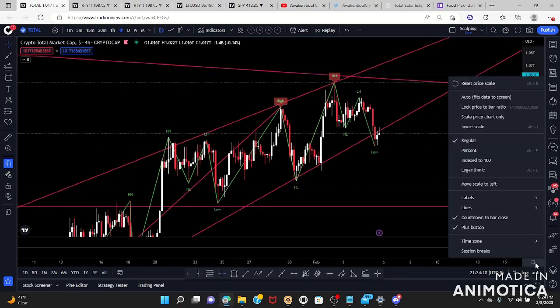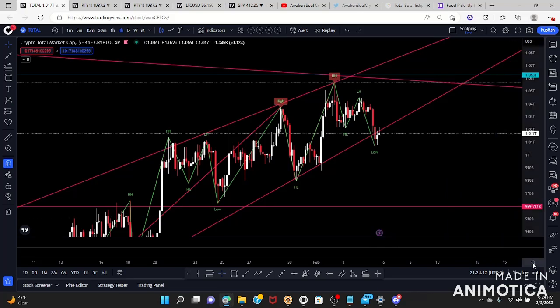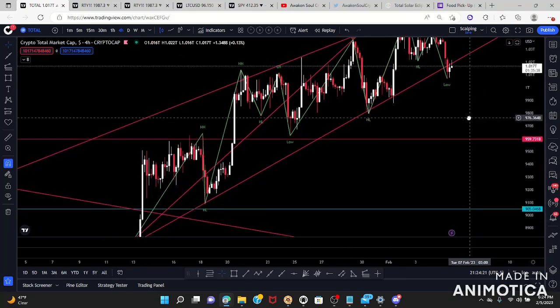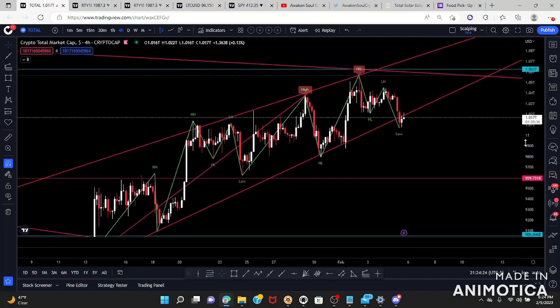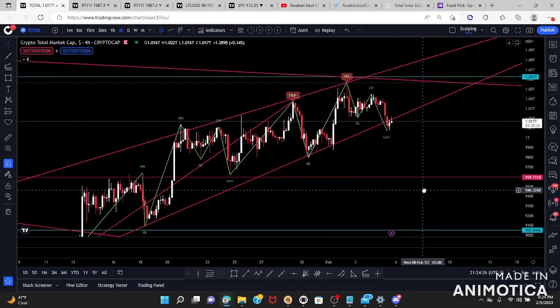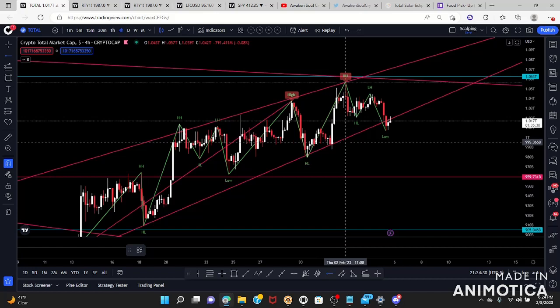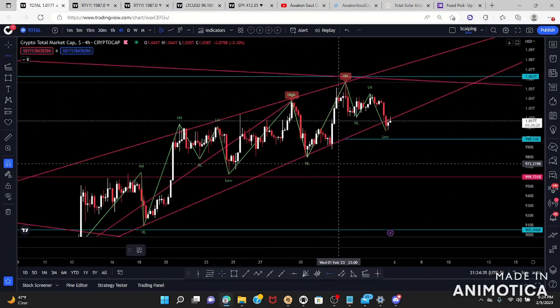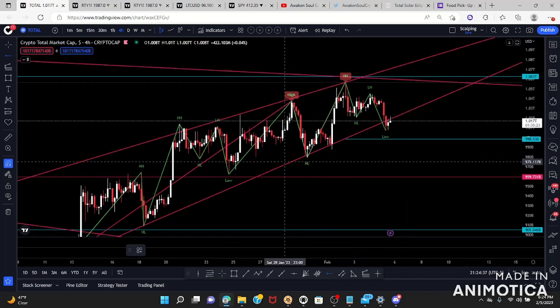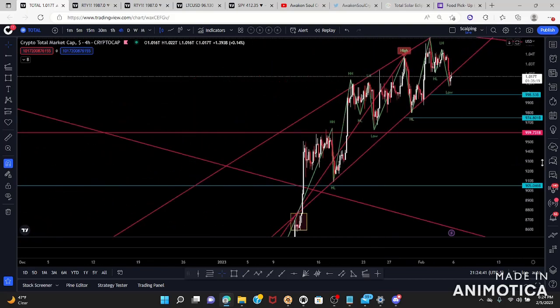And just really quick, let me show you right here in this little wheel. You could set countdown to bar close, and that'll just help you find out what time the bar closes. Okay, so we have a rising wedge here that is about to break to the downside. And if this breaks down, I have a target. This is a target. One touch, two touch. This would be my next target.